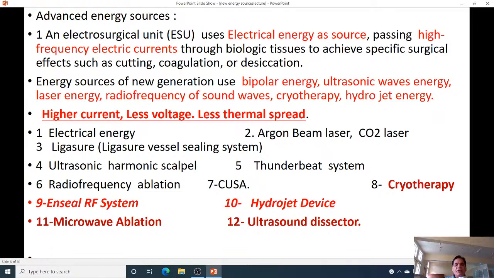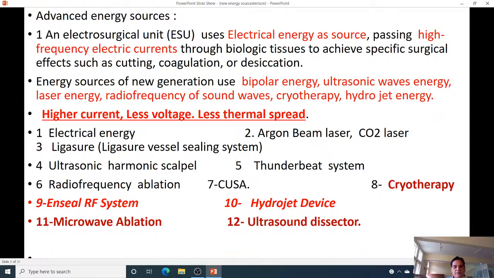So these are the different sources which have come in place of the electrical energy source. But remember, electrical energy is the cheapest, easily available and of universal use. What is the difference with an advanced energy source? Advanced energy sources use higher current, less voltage and less thermal spread. So these are the aims of using advanced energy sources.